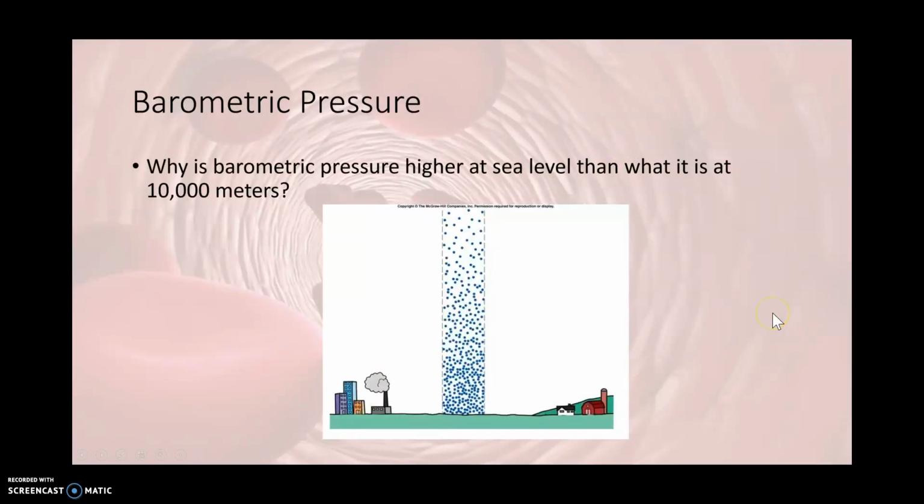All right, so let's move on to barometric pressure. Why is barometric pressure higher at sea level than when it is at 10,000 meters up in the air? Because the length of a column of air is longer at sea level than the length of a column of air at 10,000 meters. That column is 10,000 meters longer. So at sea level, pressure is about 760 millimeters of mercury. What happens to barometric pressure as we go up, or as we ascend into altitude? The pressure goes down because the length of a column of air becomes shorter, so it exerts less pressure.